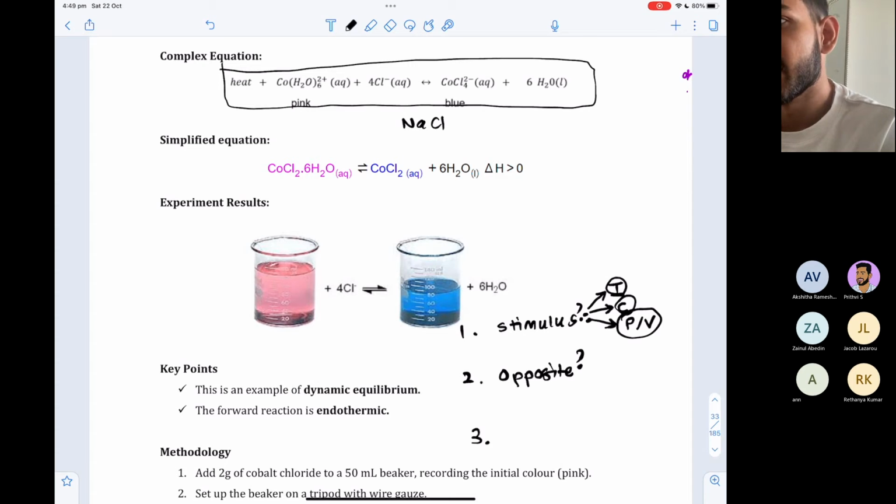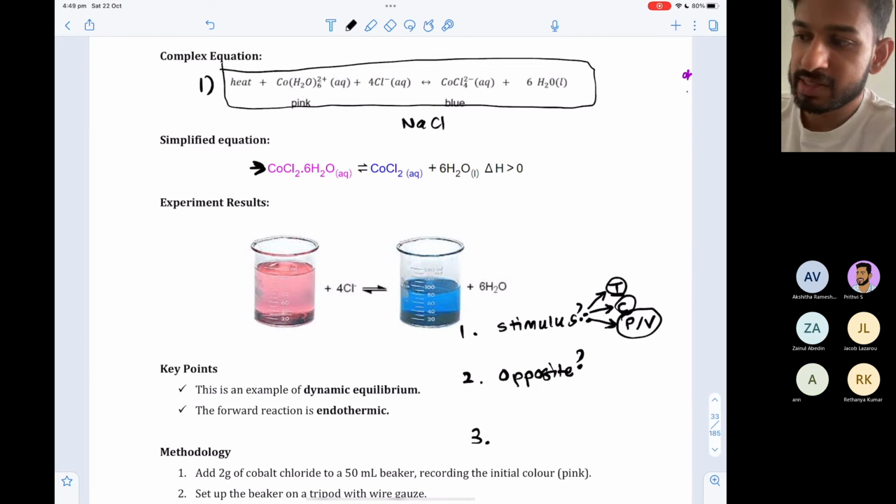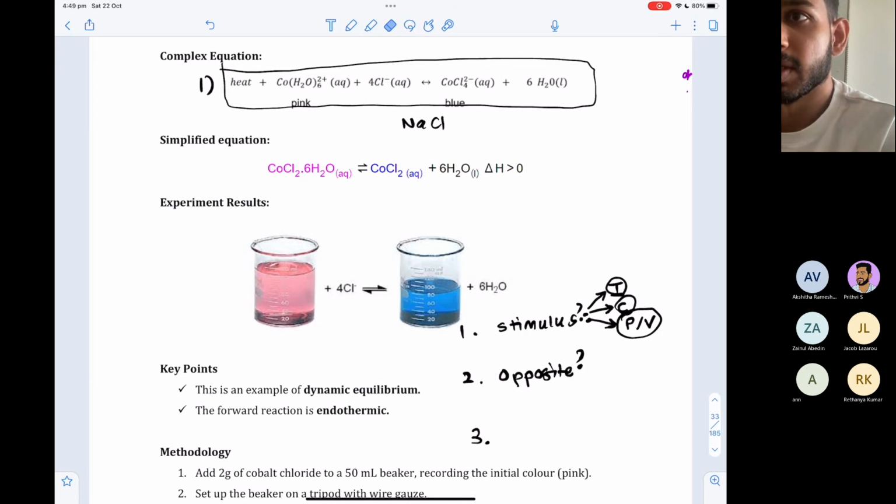what have I changed? Have I changed temperature, concentration, or pressure/volume? Wait, what equation are we looking at? The first one. Don't worry, it's the same equation, but the first one is easier to interpret when it's written down for you. Okay. So when you add sodium chloride to a beaker containing equilibrium 1, have you changed temperature, concentration, or pressure/volume?